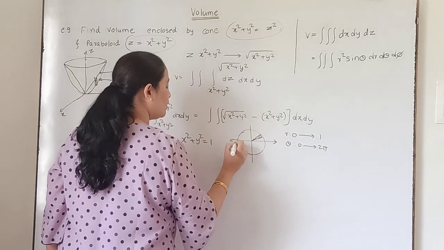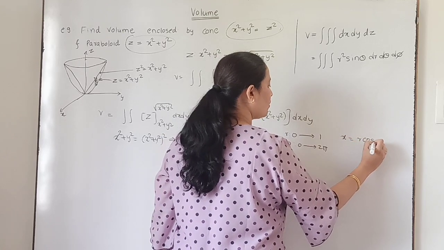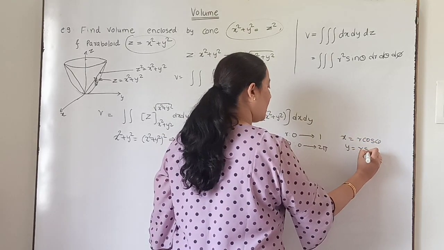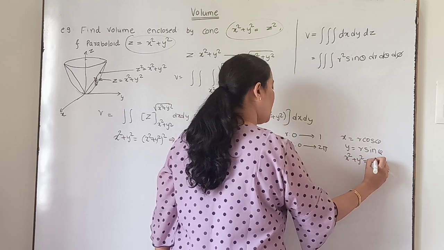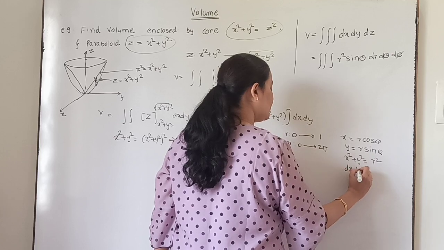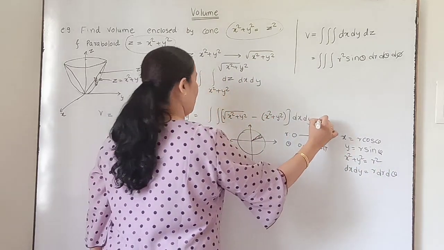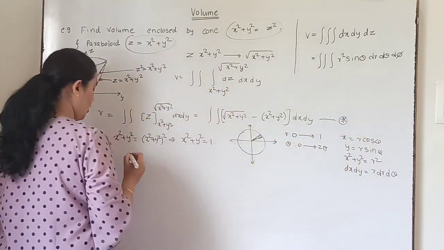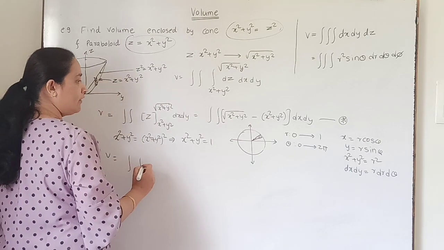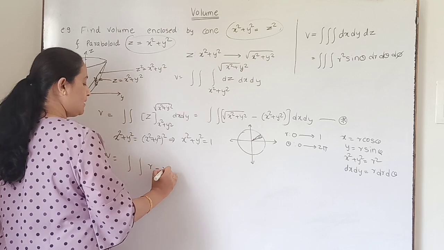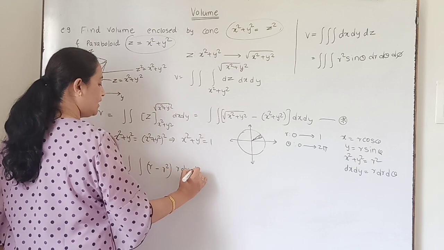That means we will transfer this to polar coordinates by using the substitution x is equal to r cos theta, y is equal to r sin theta, x square plus y square equal to r square, and we will replace dx dy by r dr d theta. If I use this substitution in the above equation star, you will get volume equal to double integral of under root of x square plus y square, which is r, minus r square, and dx dy we are replacing by r dr d theta.